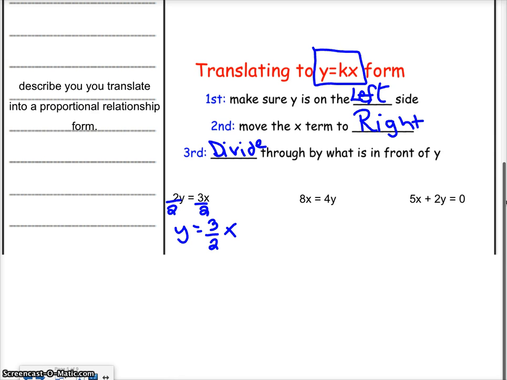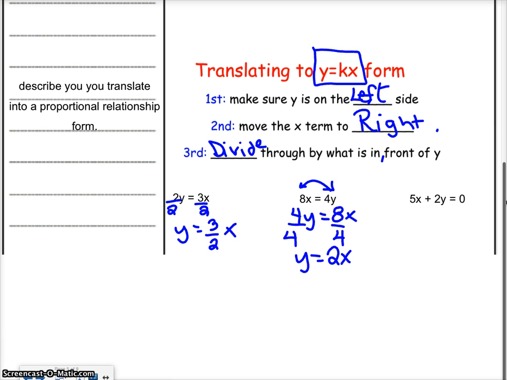Step 1, make sure y is on the left. It's not, so I'm going to flip these to get y on the left. I can do that because equality is commutative. You can flip it around. 4y equals 8x. Do you know how I got that? Okay, step 2, x is on the right. Is x on the right? Yes. Step 3, divide by what's in front of y. What's in front of y? 4. So y equals 2x. Done.